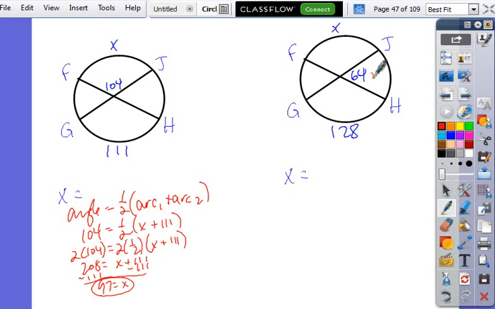When I come to the second one, the problem is this 64 is not lined up with the x and the 128. So I need to do 180 minus 64 and get 116. It doesn't matter if you put it at the top or bottom angle right there. So 116 is equal to half of 128 plus x, times 2.